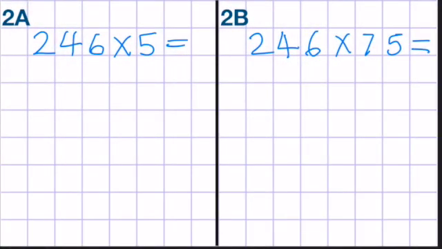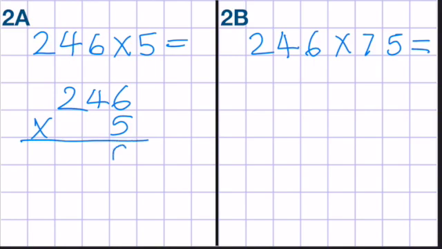2A, 246 times 5. 2B, 246 times 75. Let's go through the answer to 2A. So 246 times 5. And actually, I need to write that vertically rather than just copy it out. So 246, line up my 5 and my 6 as they're both in the ones column. 5 times 6 is 30. 0 goes here. 3 goes here.